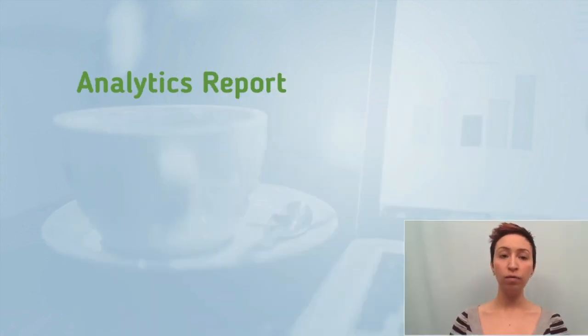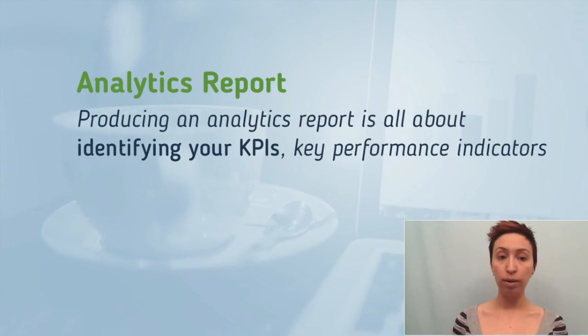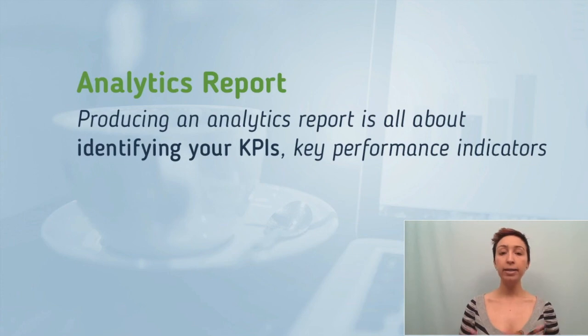Now you have all your fantastic data about your social media and blogging activity. But how do you get the whole picture? How do you put them all together? With an analytics report. Producing an analytics report is all about identifying your KPIs, your key performance indicators. KPIs are business metrics used to evaluate factors that are crucial to your success. You need to have KPIs clear in your mind since the very beginning. Otherwise, you're not going to know what to measure and you get lost in analytics land.